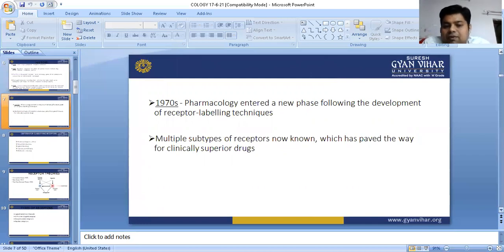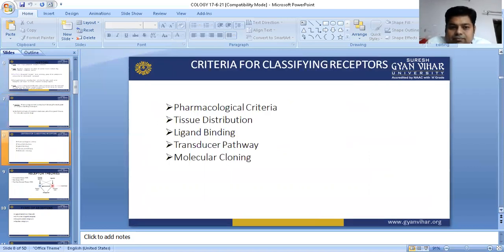And in 1970, pharmacology entered a new phase with the development of receptor labeling techniques, and multiple subtypes of receptors are now known, which has paved the way for clinically superior drugs. Now, criteria for classifying receptors. This phase is very important. Pharmacological criteria: tissue distribution, ligand binding, transduction pathway, and molecular cloning. So these are the pathways.